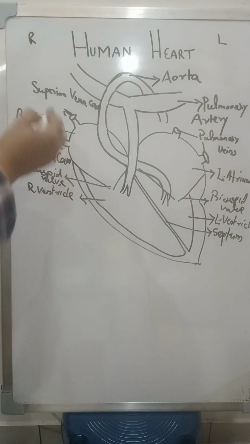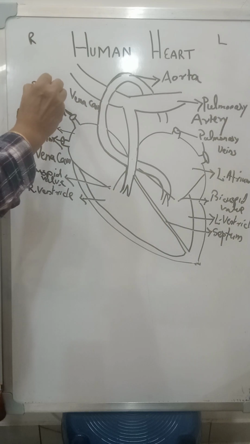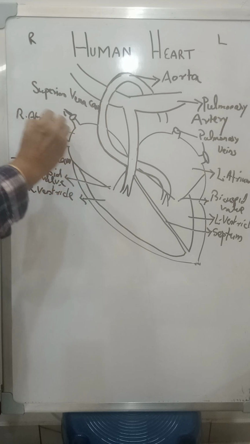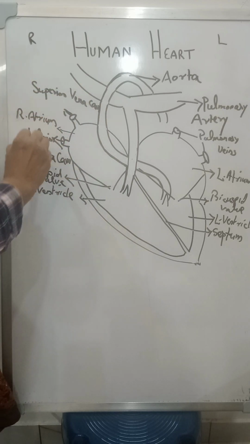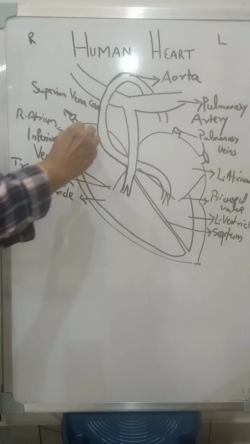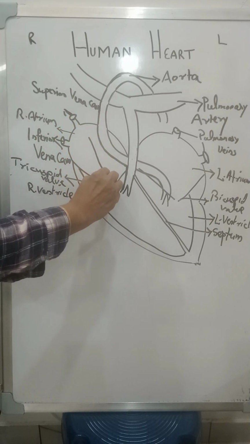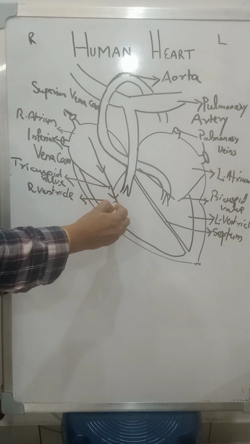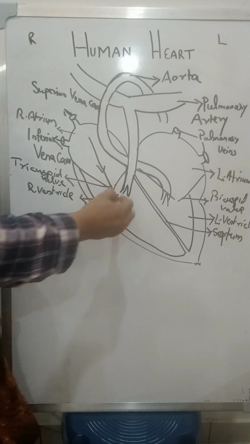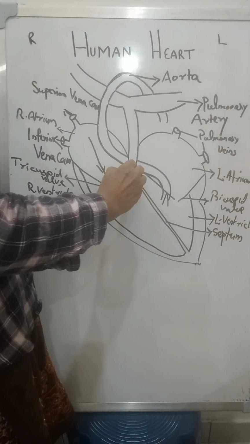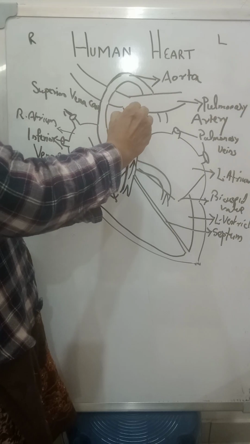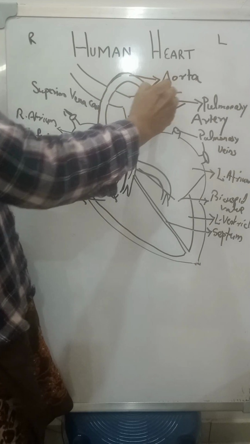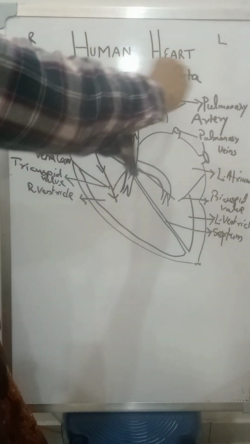Now labeling is completed. Now we will see the working of the heart. Impure blood from the superior vena cava and inferior vena cava reaches the right atrium first. Blood flow starts from the atrium. In the right atrium, it flows into the right ventricle through the tricuspid valve. When it reaches the right ventricle, this valve shuts, pressure increases, and it forces the pulmonic valve to open. Blood flows into the pulmonary artery, into either side of the lungs.